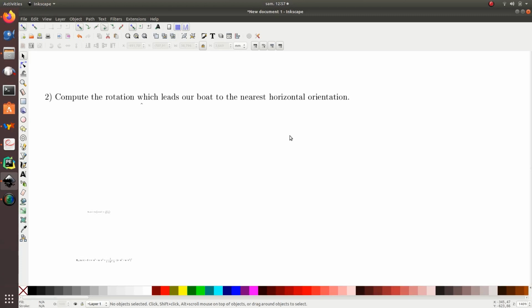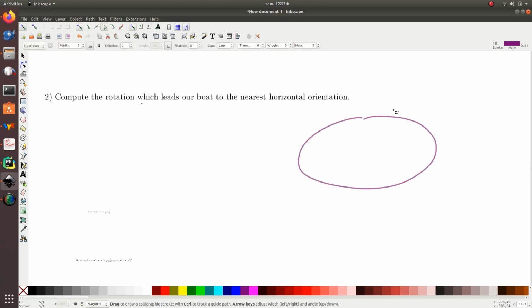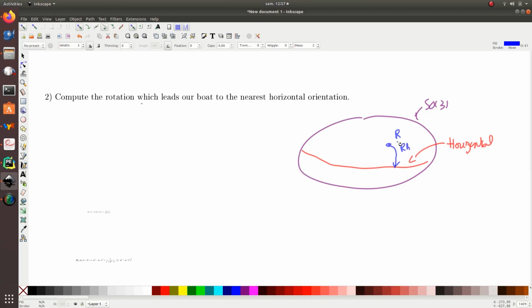So this will be used to get the heading. So in SO3, which corresponds to all orientations, I have a curve like this corresponding to the set of all horizontal orientations. Due to the waves, my boat is not on this line, it's not horizontal. It is here with orientation matrix R, and I have to compute the transformation RH, which provides me the projection.